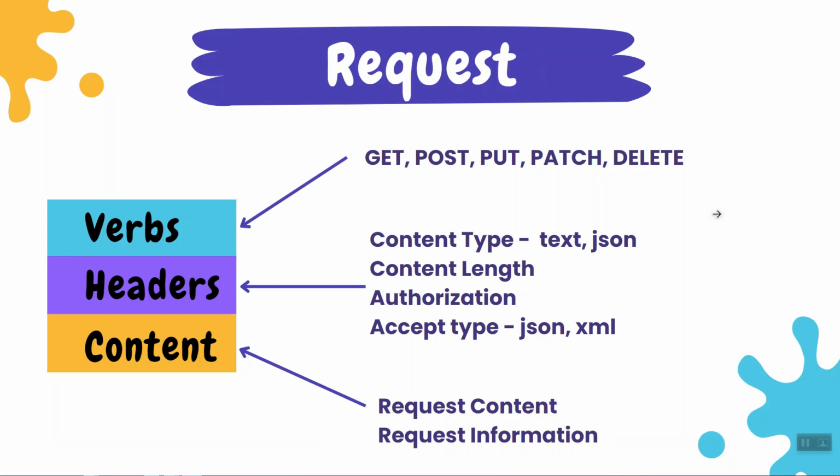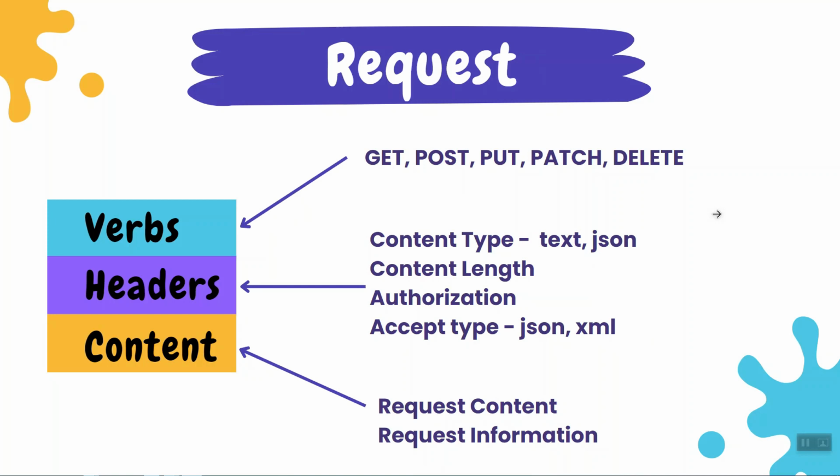The verb of the request tells the server what it has to do. A verb can be POST, GET, PUT, PATCH, or DELETE. GET is to request a response from the server, POST is to insert resources, PUT is to modify resources, PATCH is to modify partial resources, and DELETE is to remove resources.